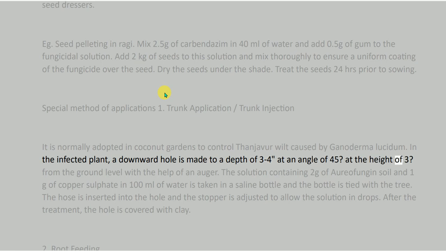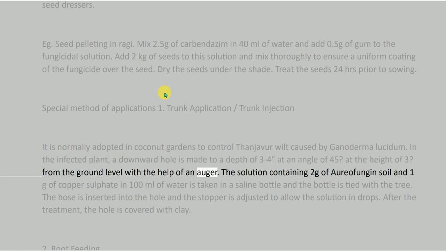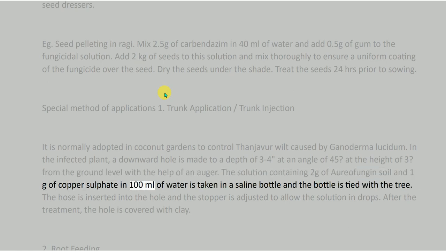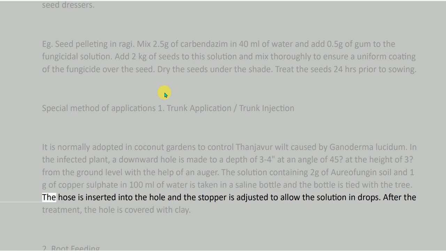The solution containing 2 g of aureofungin soluble and 1 g of copper sulfate in 100 milliliters of water is taken in a saline bottle and the bottle is tied to the tree. The hose is inserted into the hole and the stopper is adjusted to allow the solution in drops. After the treatment, the hole is covered with clay.